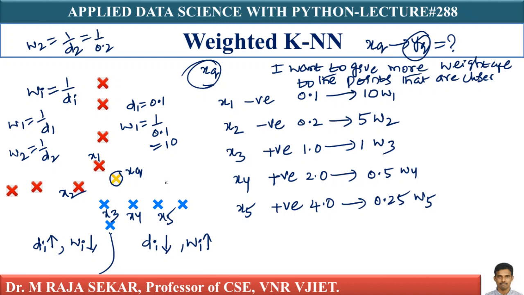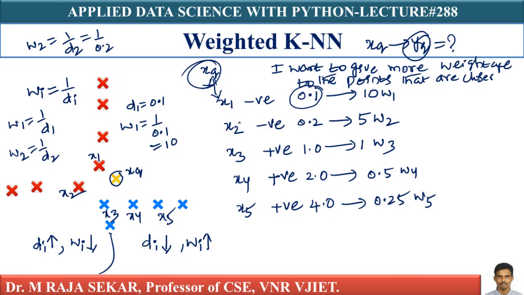I want to give more weightage to the first point. What is the reason? I want to give more weightage to the first point because it is much closer. Just see, what is the distance between xq and x1? 0.1. Therefore, it is much closer compared to x2, x3, x4, x5. Therefore, I want to give more weightage to my first point, first nearest neighbor, that is x1.